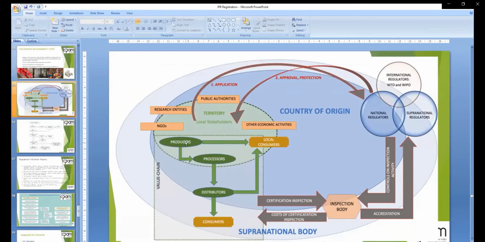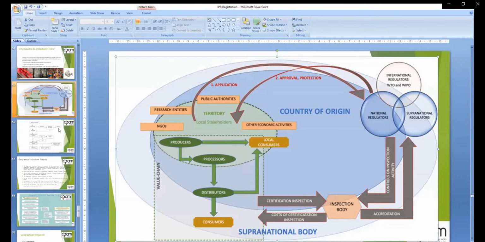Producers may not be aware, but some 500, 600 producers are producing the same product in an area. They are processing, distributing, in turn going to the consumer. There can be an inspection body, that is a public authority, who inspects and in turn provides a report to them, and they can earn an accreditation from the national regulator, from the GI office. So in turn the norms of the GIs are applicable.